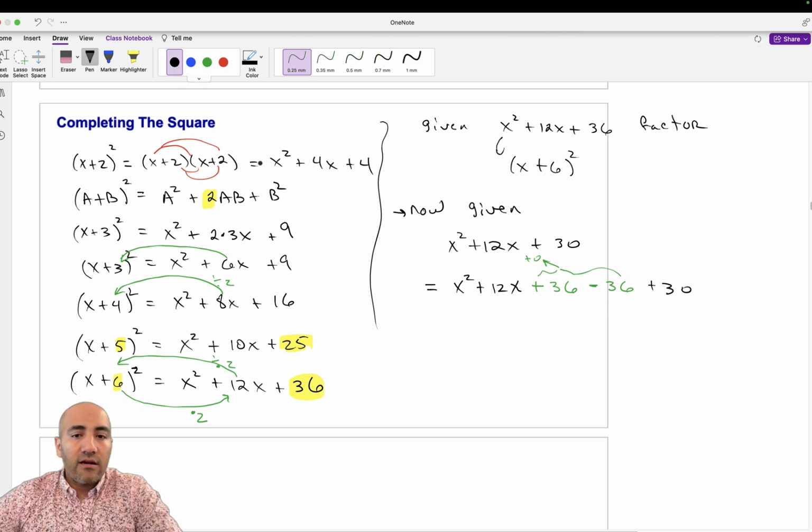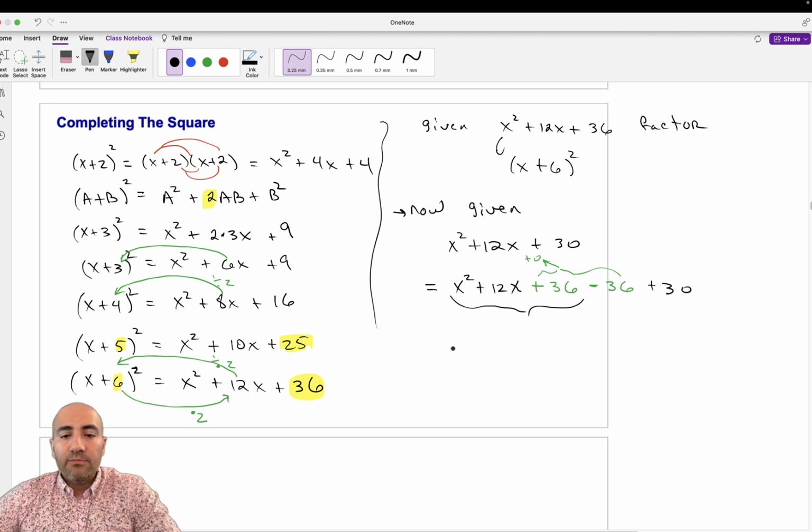And what's great there is that now the first three terms are guaranteed to be a nice, perfect square trinomial, right? And in fact, they fit this form. So now I can rewrite the first three as (x plus 6) squared. So I was able to factor those three. And now I just deal with whatever constant is remaining. So there's a minus 36 plus 30. So these two combined to just give me a minus 6. Minus 6. And there you go.